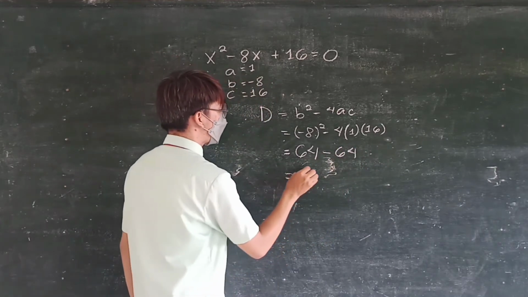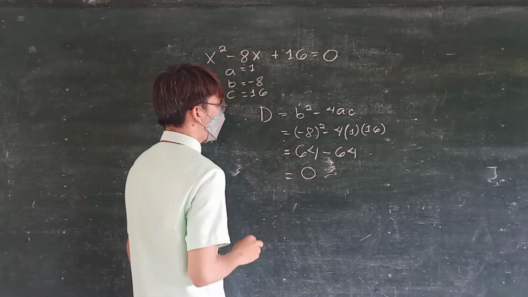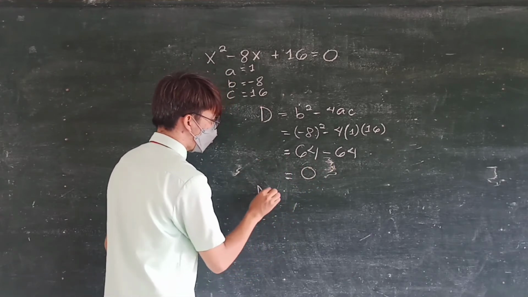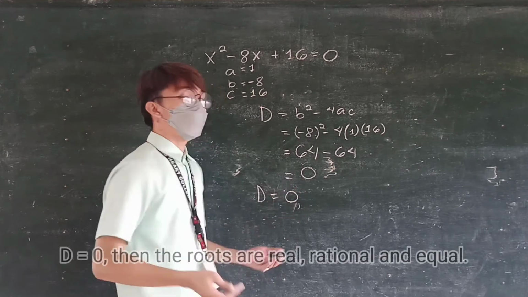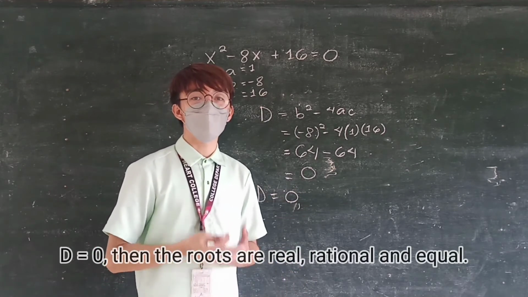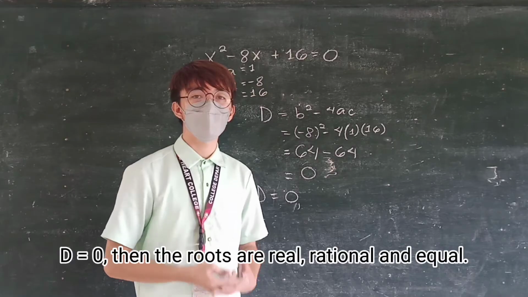64 minus 64 equals 0. And so, D equals 0. Then the roots are real, rational, and equal. Understood, class?